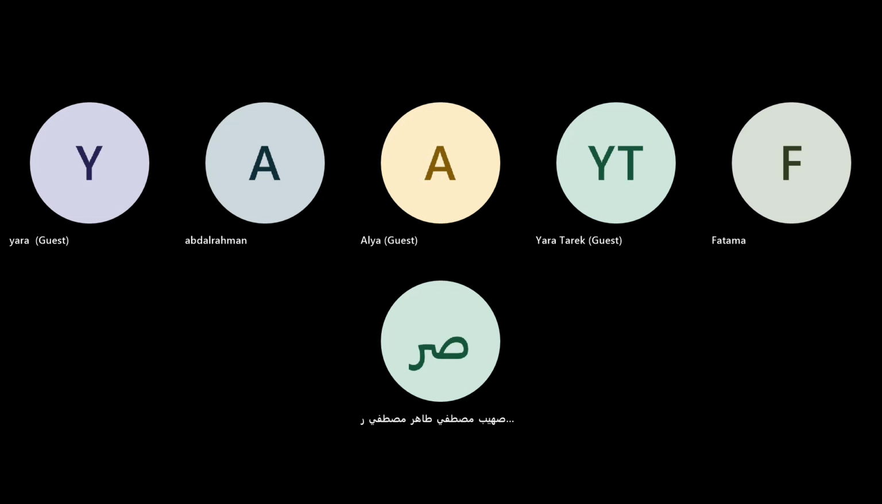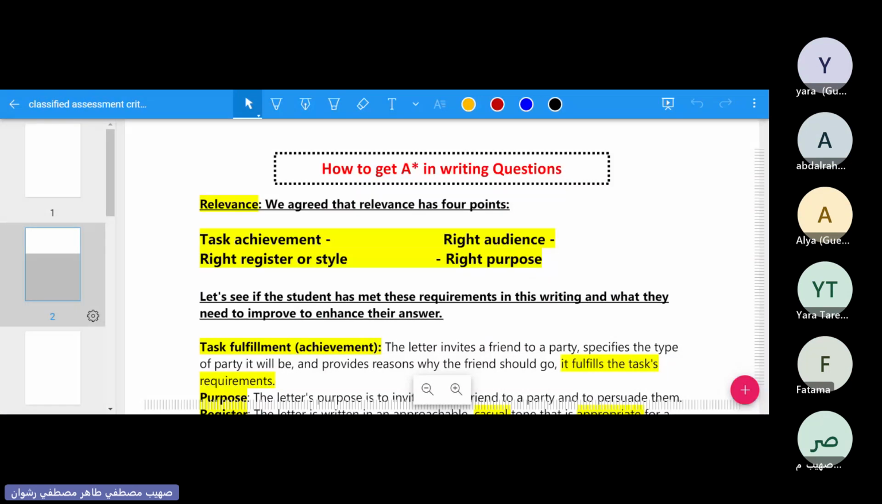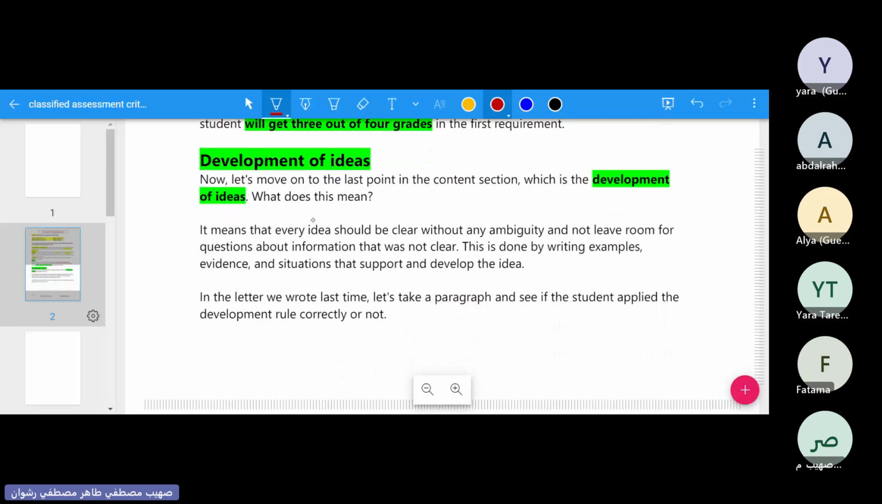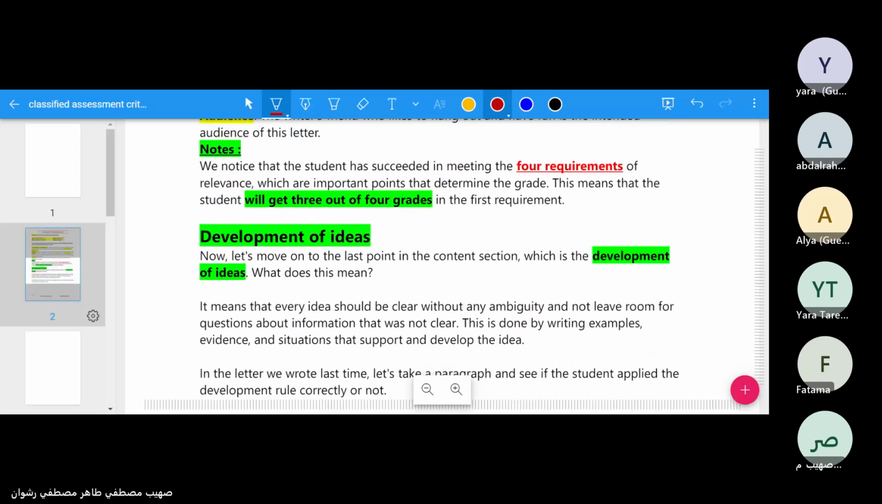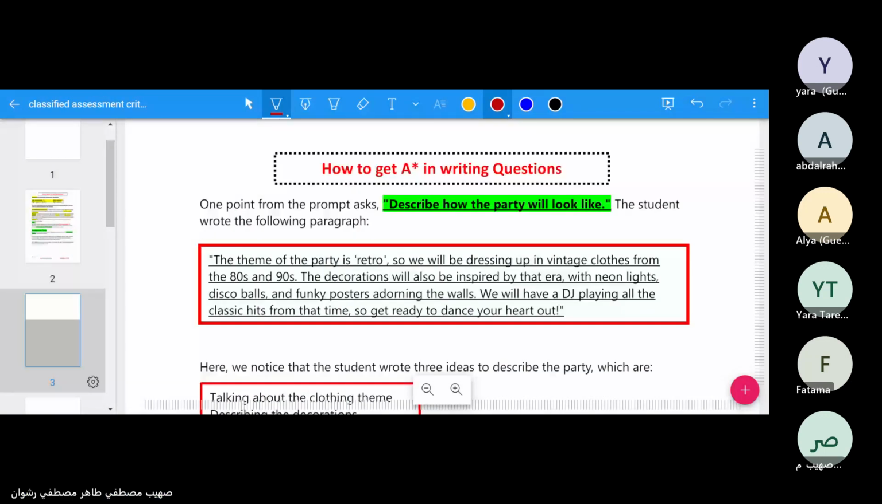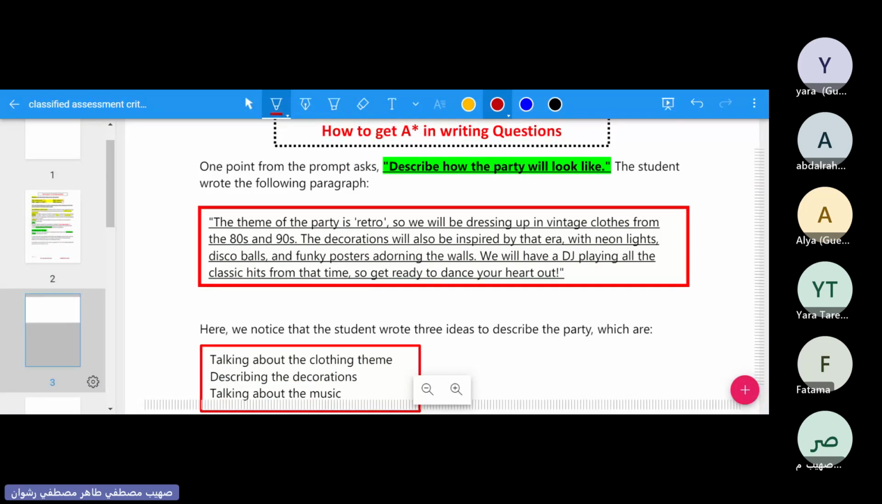So now, alhamdulillah, we understand what we mean by relevance, what we mean by development of ideas. These are the elements of the content, okay? So the content quickly means, as you see on the screen, task achievement, right audience, style is correct, right purpose, and the development of ideas. Development of ideas means you must explain all ideas and never wait for the reader to ask you a question about a point which is not clear. Okay, look here, this is the question of the letter we read soon.